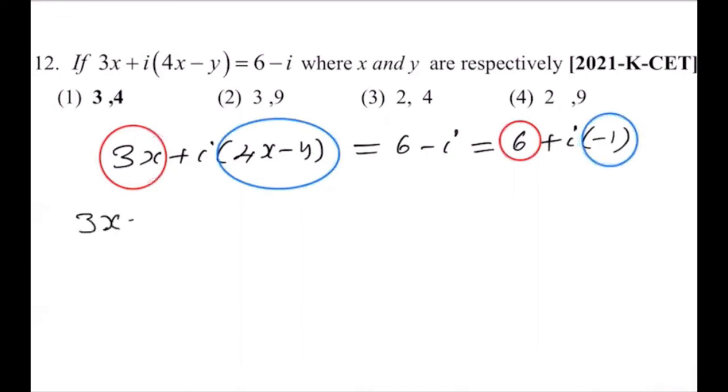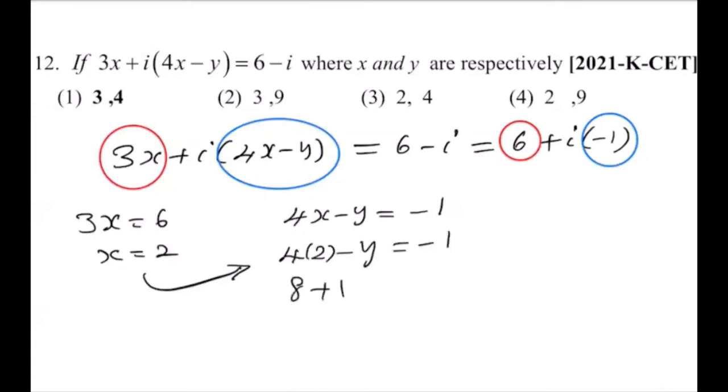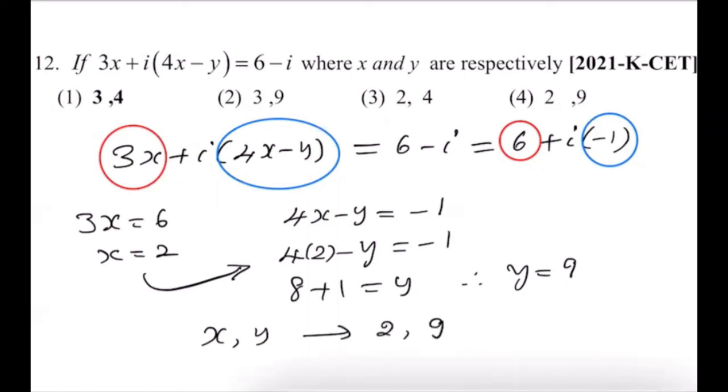So 3x equal to 6, x is 2. Equating the imaginary parts, 4x minus y equal to minus 1. We shall take the value of x, that is 4 times 2 minus y equal to minus 1. So 8 plus 1 equal to y. Therefore, y is 9. So the values of x and y are respectively 2 and 9. So the correct option is option 4.